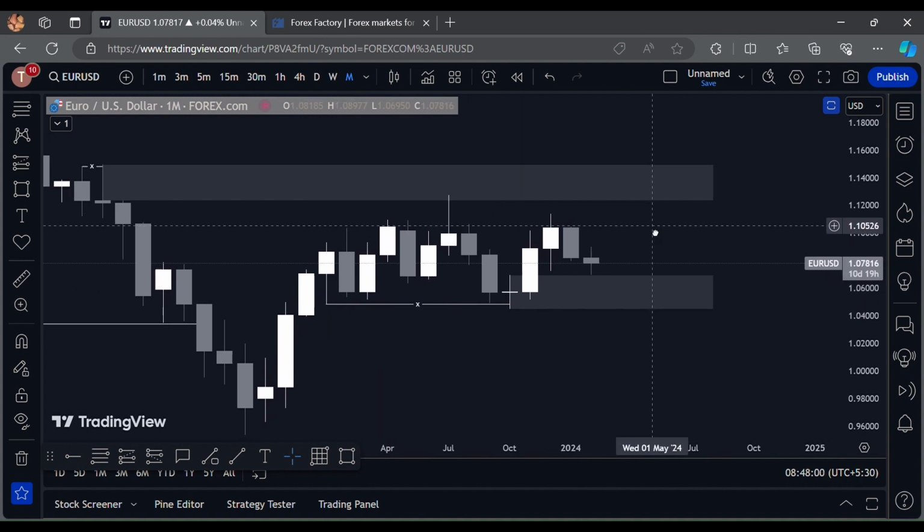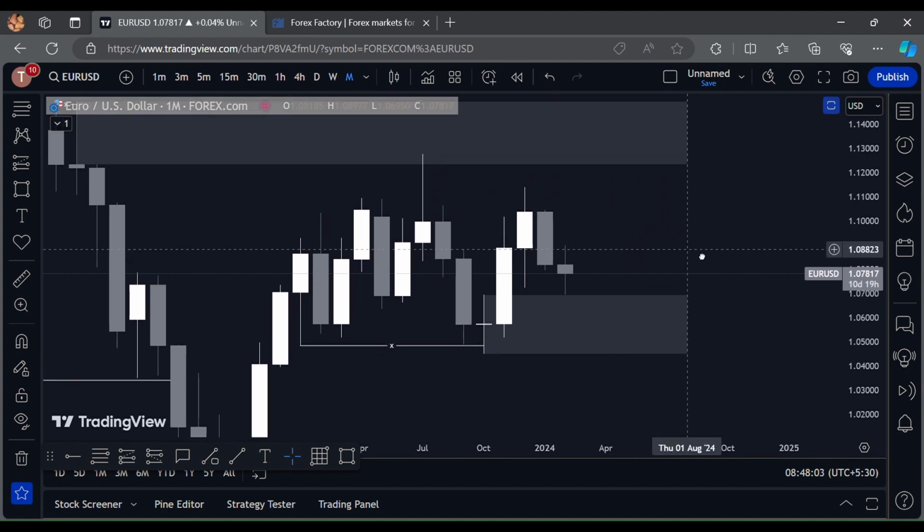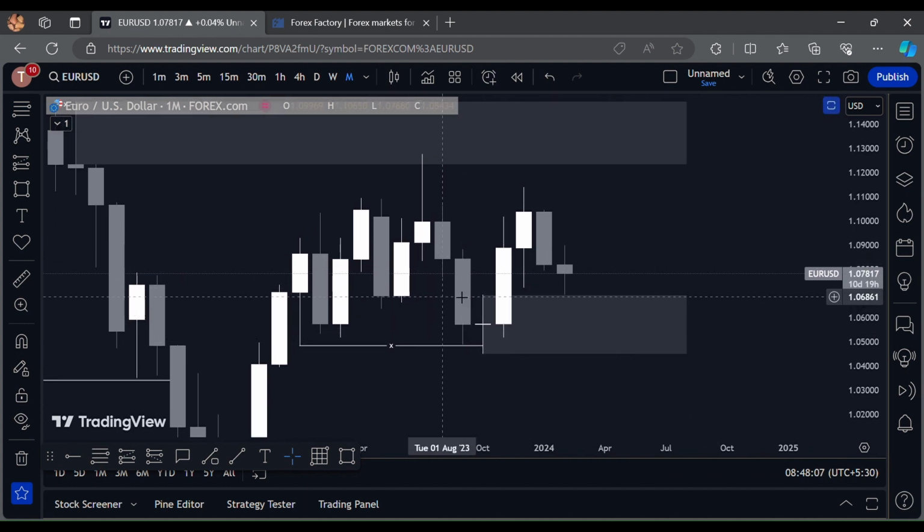So where are we currently? The price is reacting just above this order block. So I'm anticipating the price to come and mitigate this order block and then give a reaction on either side. So let's move into the weeklies for a detailed picture.